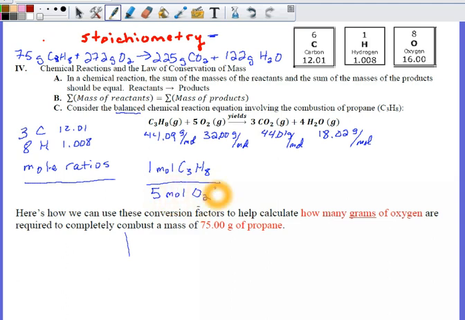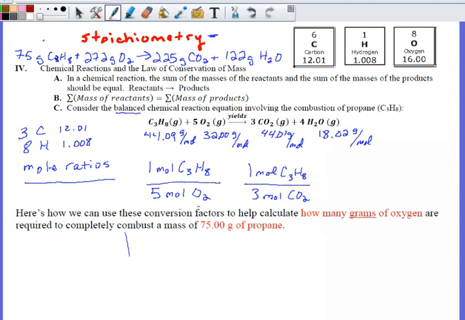So that's a mole ratio we can use. And you can flip that around, you could write it the other way: 5 moles of oxygen for 1 mole of propane. So you can flip it whichever way you need to do the math. Looking at this, you can also compare your propane to how much carbon dioxide you're going to produce. So 1 mole of C3H8, if it's completely combusted, will produce 3 moles of carbon dioxide.